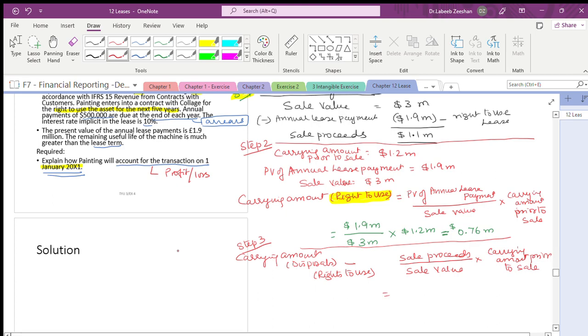Sale proceeds are how much? Sale proceeds are 1.1 million. Sale value is how much? Sale value is 3 million. Times, if you are finding it difficult, again I will explain it somewhere down the line. Just keep it in mind. The carrying amount prior to sale is 1.2 million.